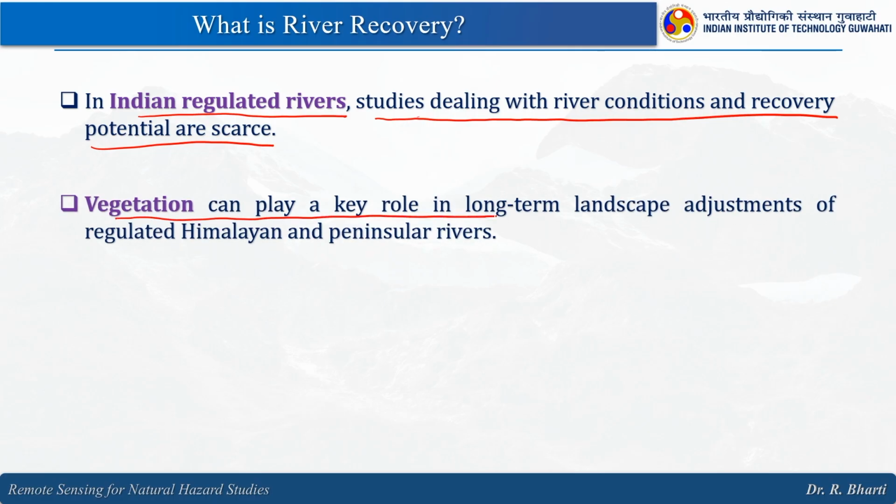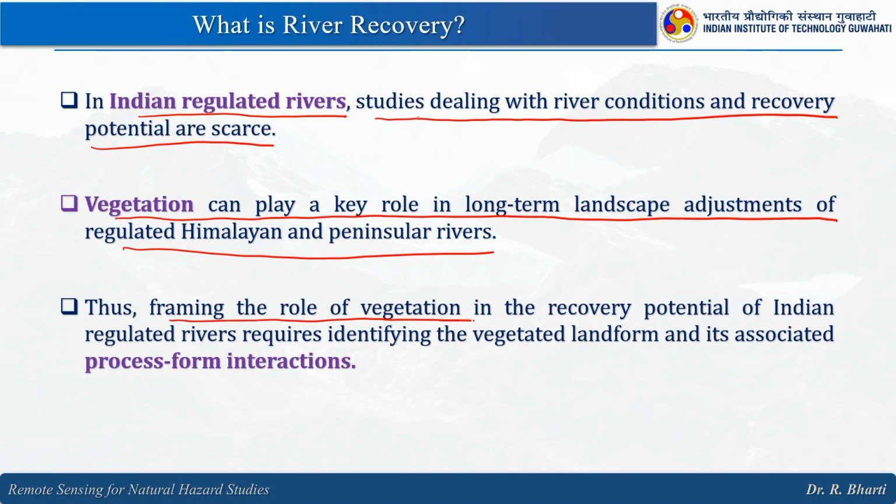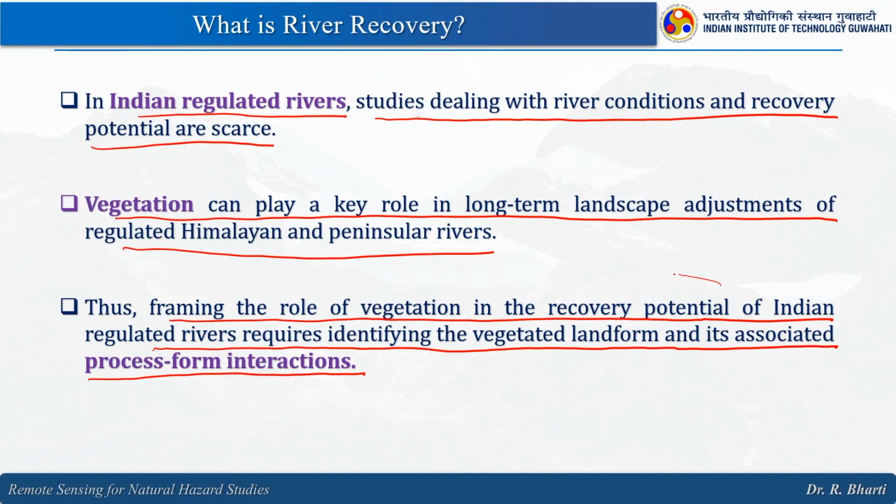Vegetation can play a key role in long term landscape adjustment of regulated Himalayan and peninsular rivers. Thus, framing the role of vegetation in the recovery potential of Indian regulated rivers requires identifying the vegetated landform and its associated process form interaction. So, here first you need to understand, in India there are very limited studies available which talk about the river recovery or river health, right. So, framing the role of vegetation and recovery potential in Indian rivers is very much required.